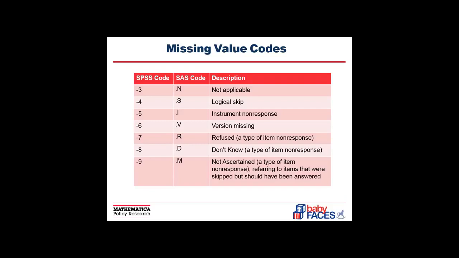Version missing occurs when an item was not included in the version of the instrument administered to a particular case. For example, some questions were asked of Cohort 1 cases at age 1 in the parent interview in 2009 that were not asked of Cohort 0 cases at age 1 in 2010. This example refers to variables starting with P1. Instrument non-response occurs when an entire instrument is missing for a case. Instrument non-response in Babyfaces data is addressed through the application of the sampling weights.